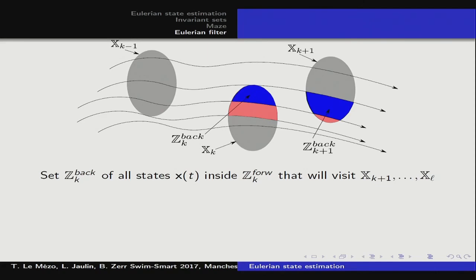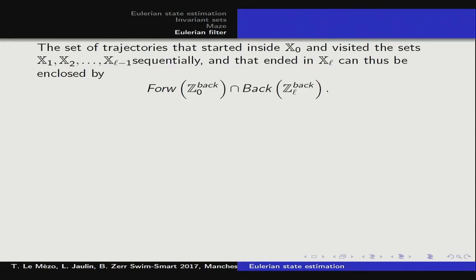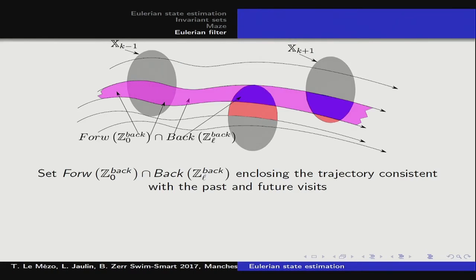Now, what I want is not Nk, k plus 1, but the whole trajectory. So for the trajectory, I take only the forward of z0 and the backward of zl, taking backward because I take all information into account. Doing this, I obtain the two sets represented here. It corresponds to the formula. But you can see here that the time is not taken into account.